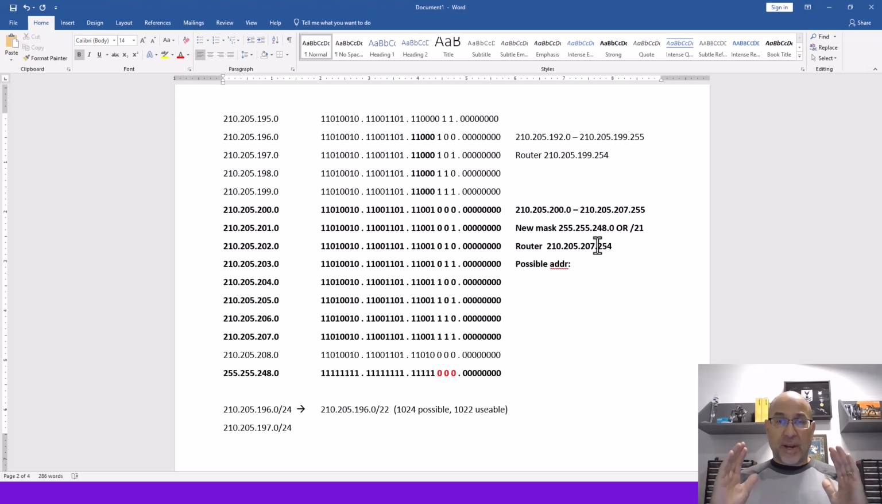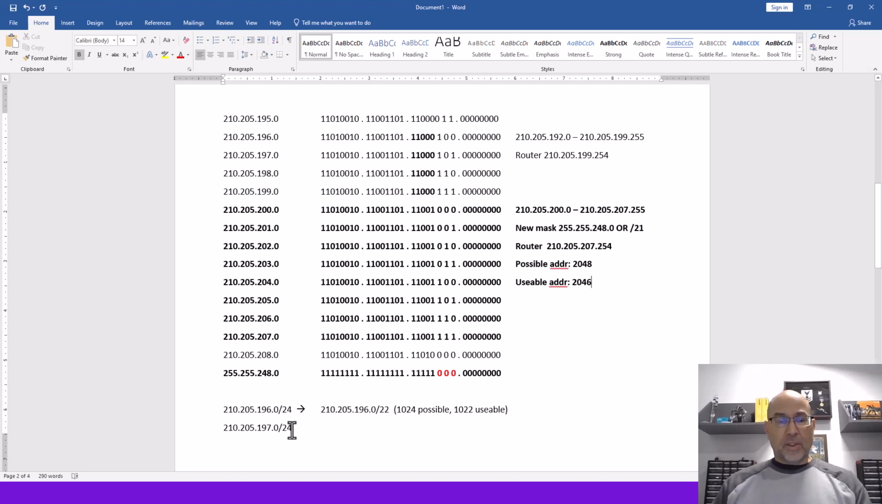And I might also say that our possible hosts, well, we just glued together 8 class Cs. So how many is that? Well, if we do powers of 2, we did 512, 1024, now we're at 2048. 2048 possible addresses, which means that our usable addresses are 2046. Try that again. All right, evidently I'm getting tired.